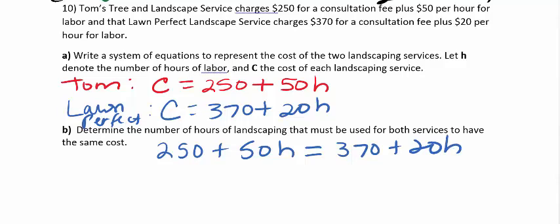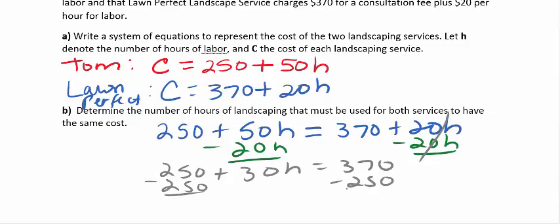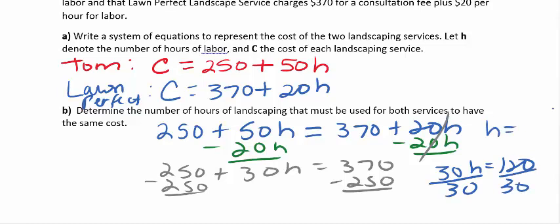We have to go ahead and get our H's together on the same side, and we can do that by subtracting 20H from both sides. And we get 250 plus 30H is going to equal 370. Now we have to subtract 250 from both sides, and we get 30H is going to equal 120. Then we divide both sides by 30, and we get an H of 4. That means for 4 hours, both services would cost the same amount. So the number of hours of landscaping that must be used for both services to cost the same would be 4 hours.